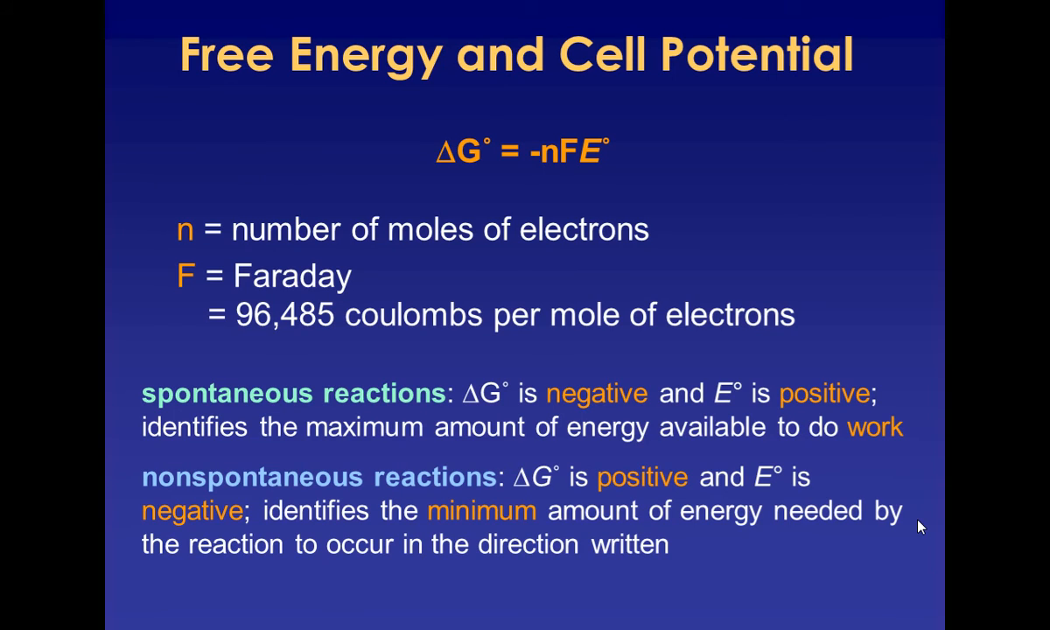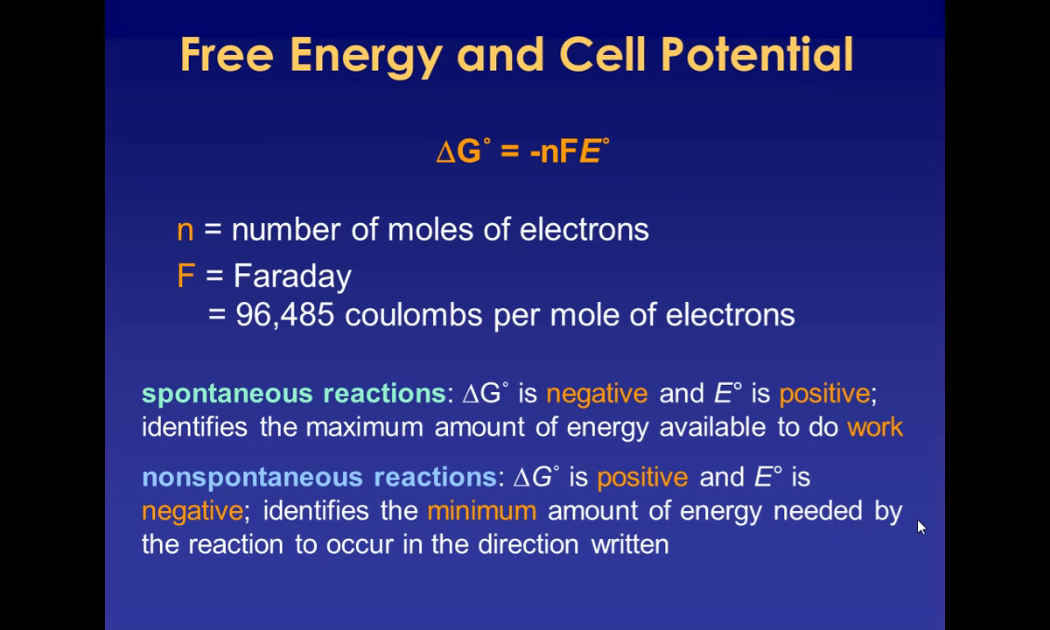When you have a non-spontaneous reaction, you would have a negative cell potential. That reaction would not occur spontaneously. You would have a positive free energy input because you would need energy to make that reaction proceed. And that would basically tell you the minimal amount of energy you would need to be able to push that reaction to go in the direction you would like it to.